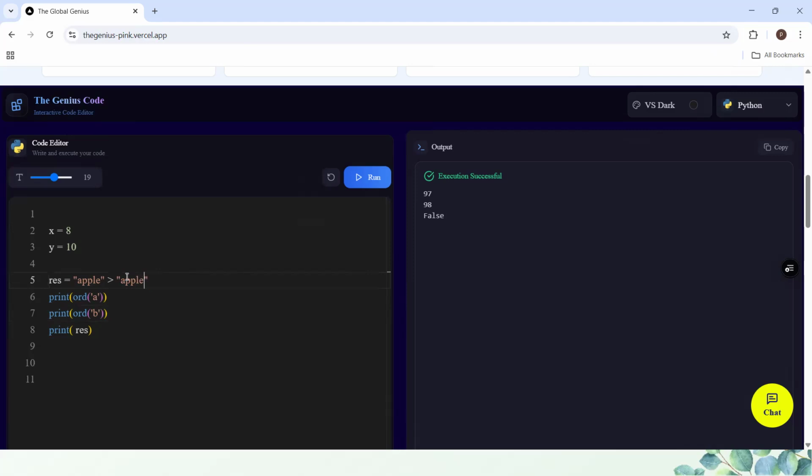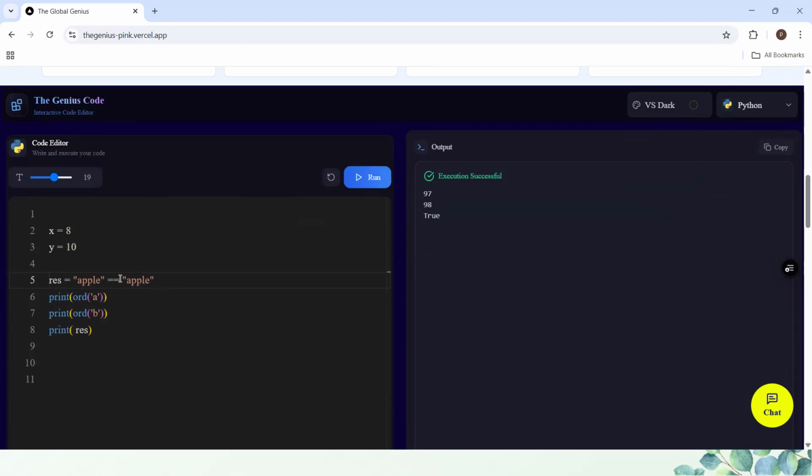But if you have something like apple compared with apple, it will still give you False, because they are equal. It's not greater than. So it will give you False too, because they are equal. But if you try to say, is apple equal to apple, it will give you True. So it will use their ASCII values too.